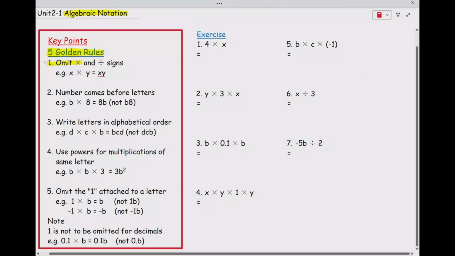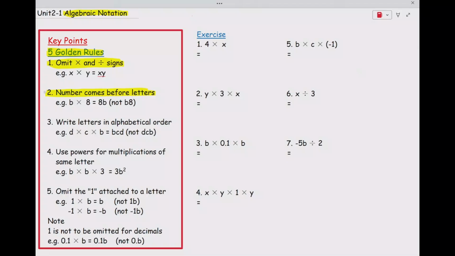First, Rule 1. The multiplication and division signs are omitted. For example, if it is x times y, do not write the multiplication sign, but just write xy. Rule 2. There is the order of writing. That is, numbers come before letters. For example, if b times 8 is given, it is expressed as 8b, not b8. The numbers come before the letters.